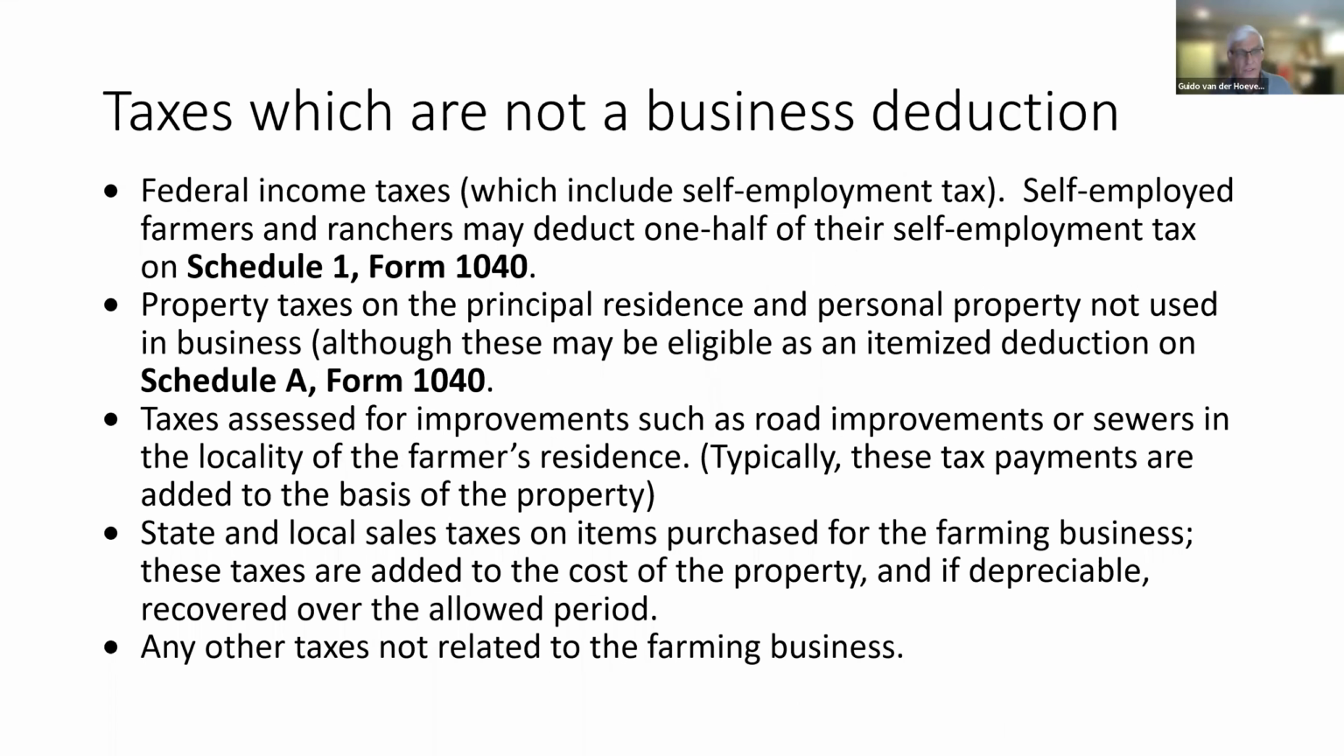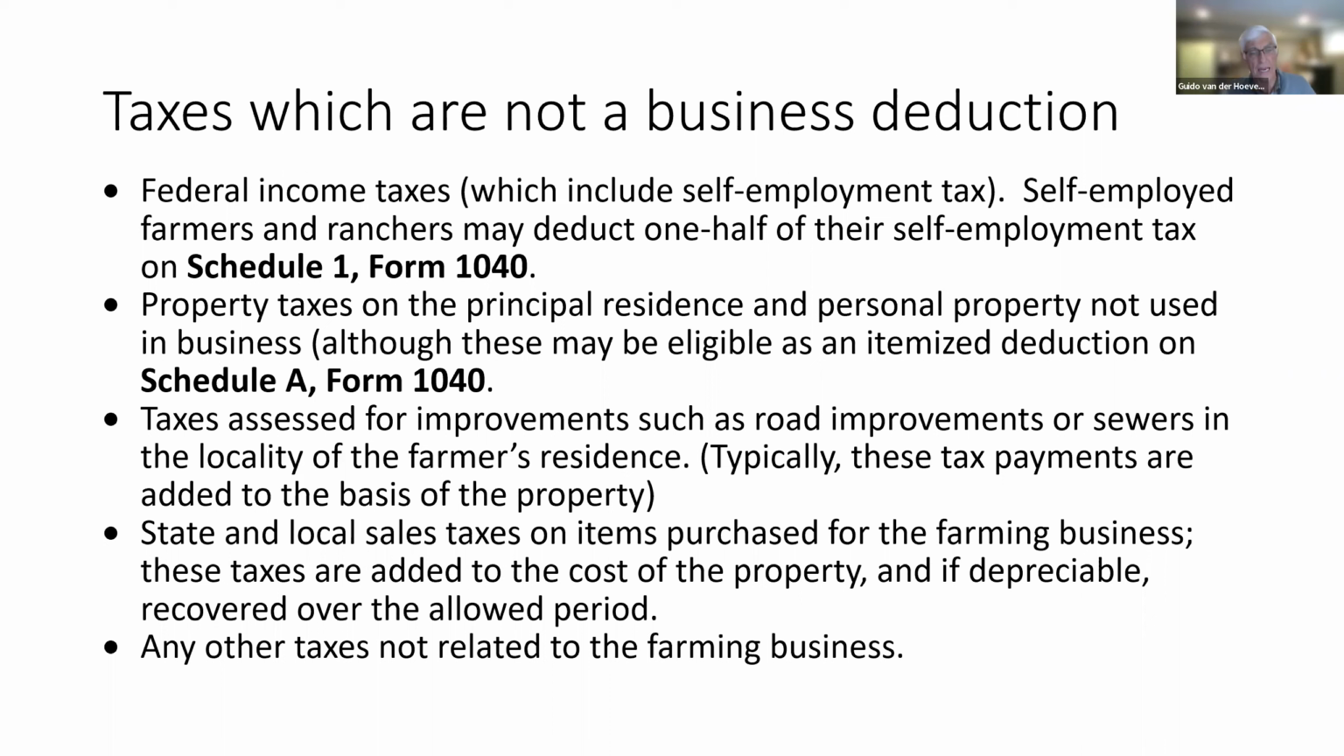Taxes that are not a business deduction. This would be federal income taxes and include self-employment tax for the farmer and the rancher. The farmer or rancher may deduct half of their self-employment tax, but that's going to be on Schedule 1 of Form 1040. Property taxes on the principal residence and personal property not used in the business could be eligible as an itemized deduction on Schedule A, Form 1040, but these are personal assets, not business assets. And any taxes assessed for improvements such as roads or sewers in the locality of the farmer's residence. Typically these are going to be added to the basis of the property if that happens.